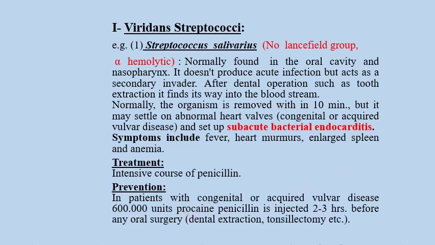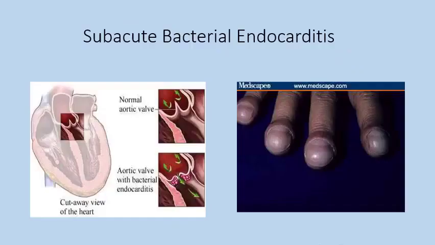Prevention, we finished this. Go back to the second slide. Here, this is a picture showing the normal aortic valve, and here the aortic valve with bacterial endocarditis. Sometimes the patient with subacute bacterial endocarditis has certain deformity in his nails, like this picture. Okay? So there are changes in the shape of the fingernails, as the picture here shows.